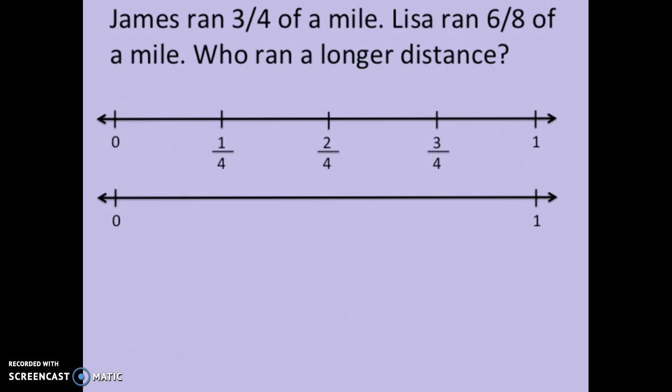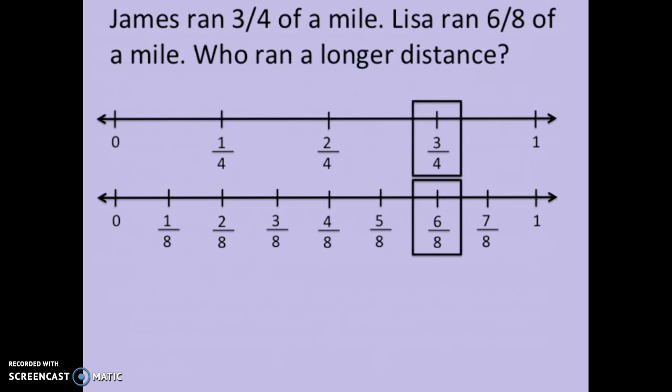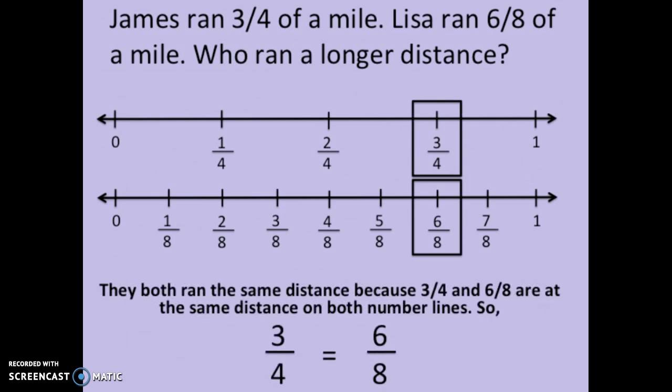Excellent. Now I'm going to break the second number line into 8 equal parts, labeling each tick mark with the correct fraction, 1/8, 2/8, 3/8, 4/8, 5/8, 6/8, 7/8. Now I'm going to find 3/4 and 6/8. And if you notice, they both ran the same distance because 3/4 and 6/8 are at the same distance on both number lines. So 3/4 is equal to 6/8. Now you've learned how to compare fractions on a number line.